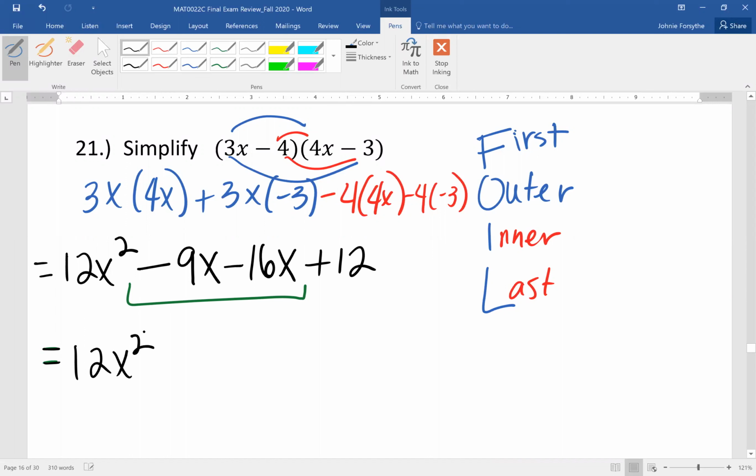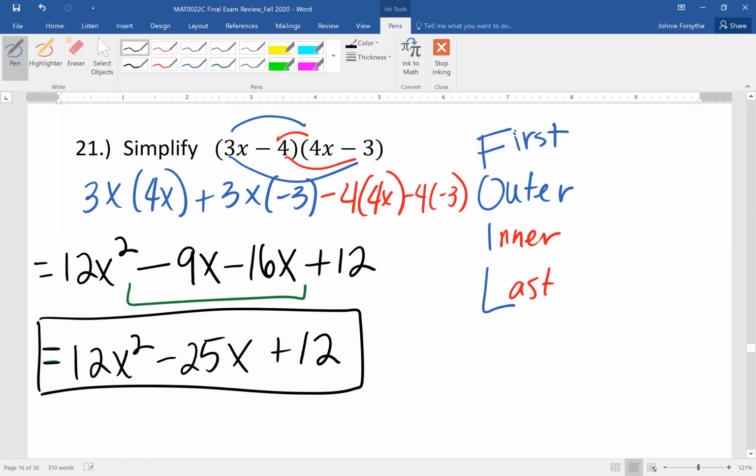12x squared, negative 9x minus 16 is going to give me negative 25x plus 12. Okay, and that's going to be our final answer because there's no other like terms to combine.